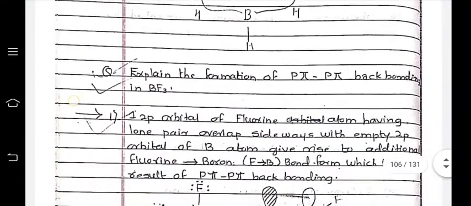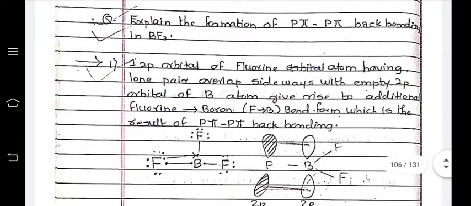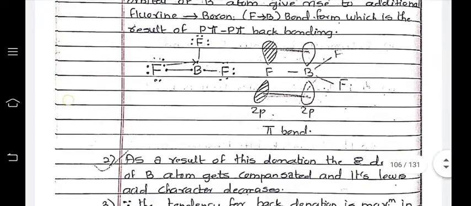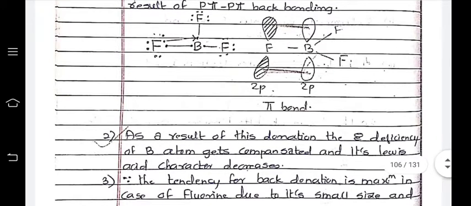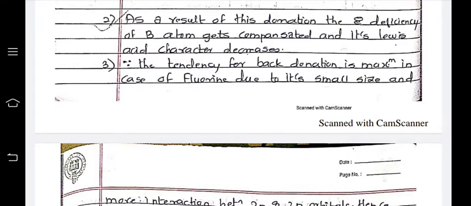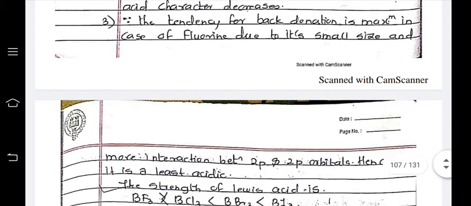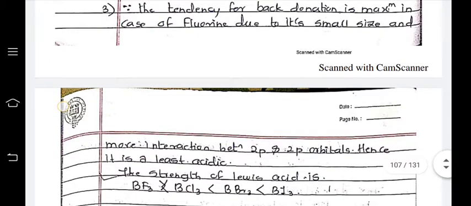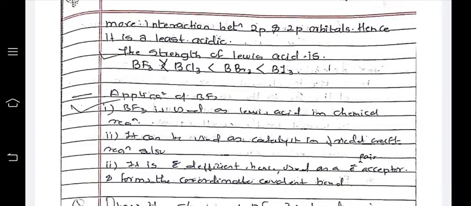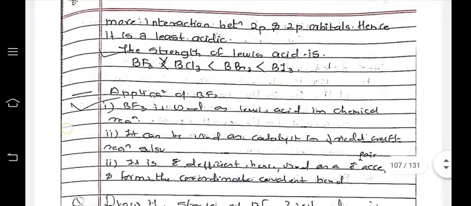Explain the formation of p-pi back bonding in BF3 molecules. The 2p orbitals of fluorine atoms having the lone pair overlap sideways with the empty 2p orbitals of the boron atom, giving rise to additional fluorine-boron bonds, which are the result of p-pi back bonding. As a result of these donations, the electron deficiency of the boron atom gets compensated and its Lewis acid character decreases. The tendency for back donation is maximum in the case of fluorine due to its small size and more interaction between the 2p and 2p orbitals, hence it is least acidic.